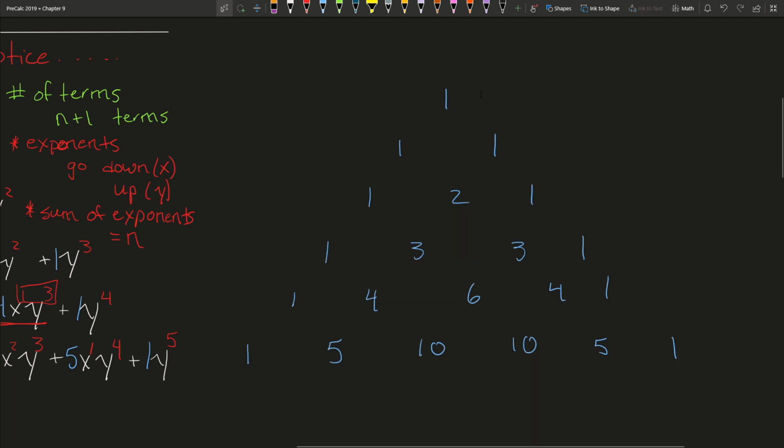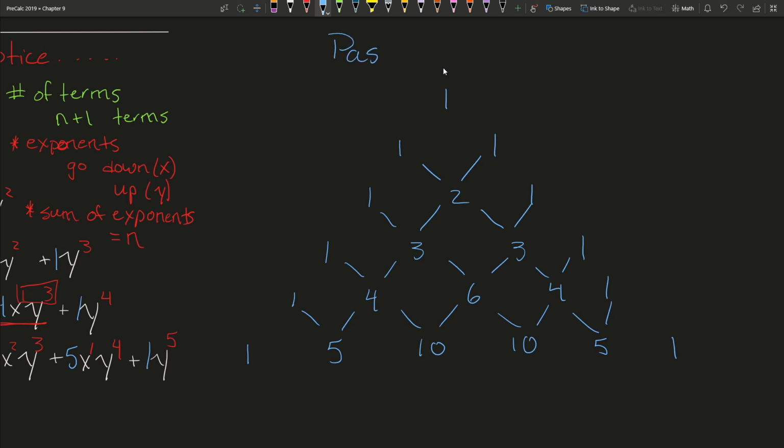You can get each term by summing together the two just above it. So 1 plus 1, that's 2. 1 plus 2, that's 3. 2 plus 1, that's 3. 1 plus 3, that's 4. 3 plus 3, that's 6, and so on. And these are the coefficients. This continues going on. This is a quick way, or probably the longer way, to get the coefficients of all these things. And this is called Pascal's triangle.